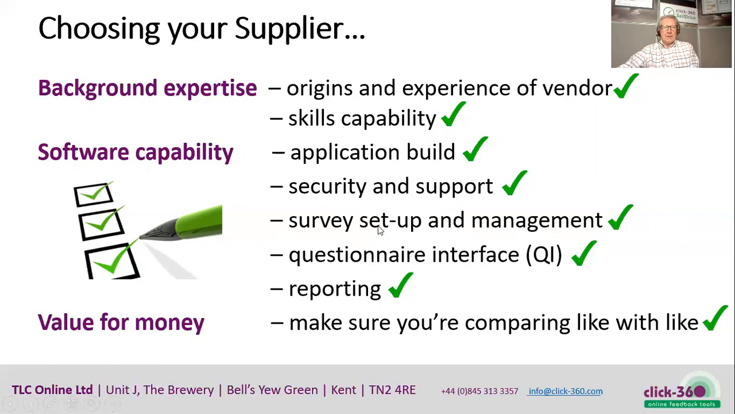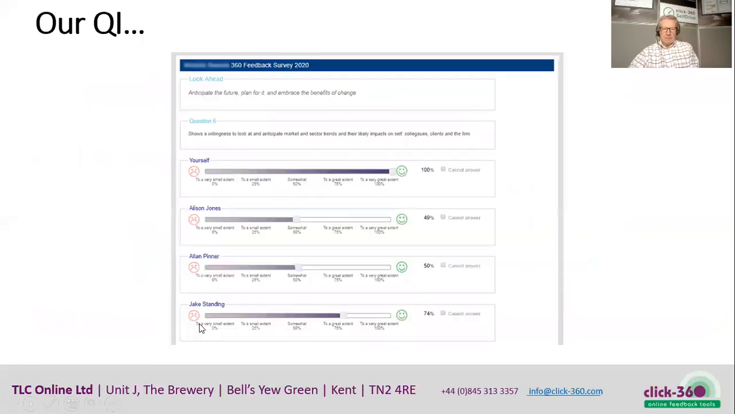You also need to think in terms of the questionnaire interface. Now, we use sliding scales in our questionnaire interface. Let me show you what I mean. So this is a sliding scale. The scale goes from 0 to 100. It's a 100-point scale, but as you can see, it's graded according to a Likert scale underneath. But that's a sliding scale. Do you want that, or do you want radio buttons or checkboxes or even drop-down lists? That's something to look at.